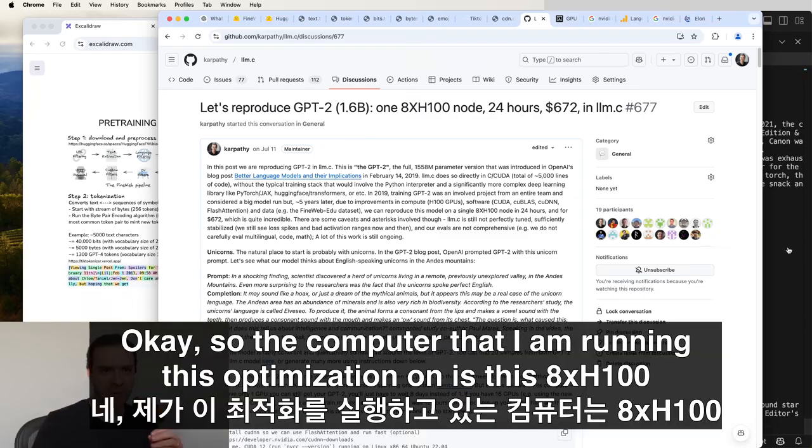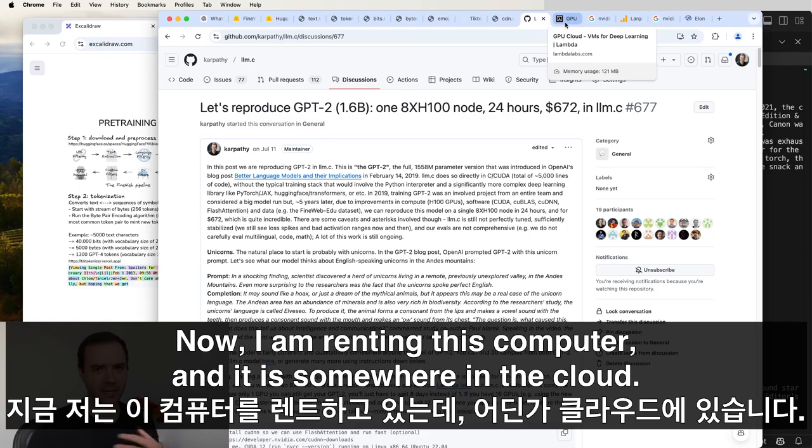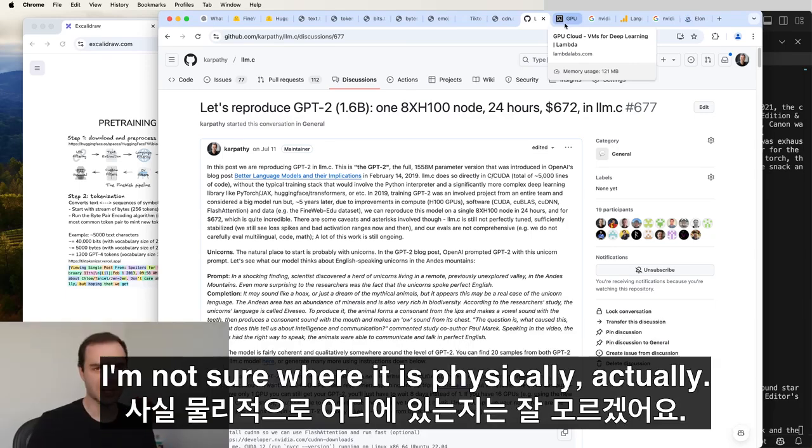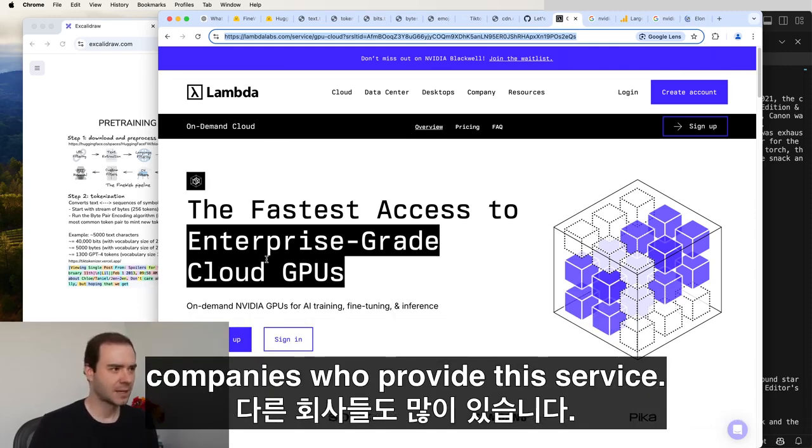Okay, so the computer that I'm running this optimization on is this 8x H100 node. There are 8 H100s in a single node, or a single computer. I am renting this computer and it is somewhere in the cloud. I'm not sure where it is physically, actually. The place I like to rent from is called Lambda, but there are many other companies who provide this service.